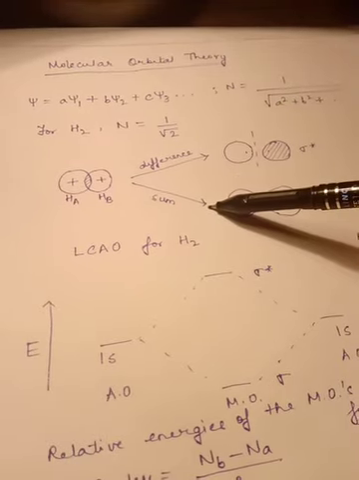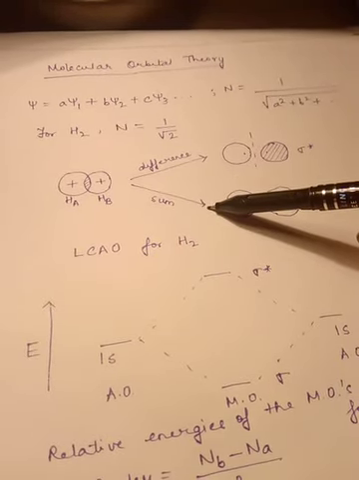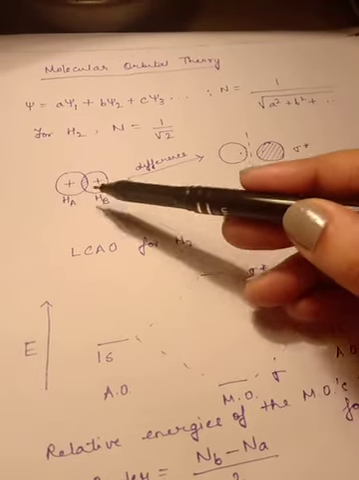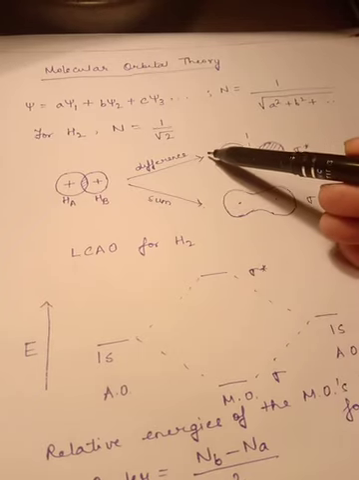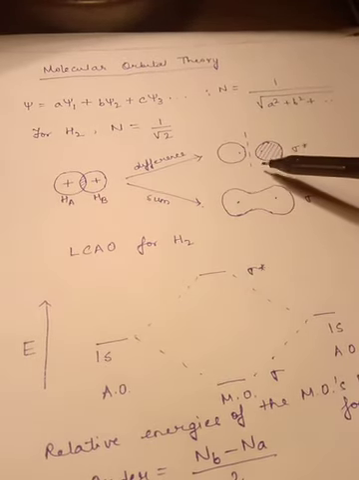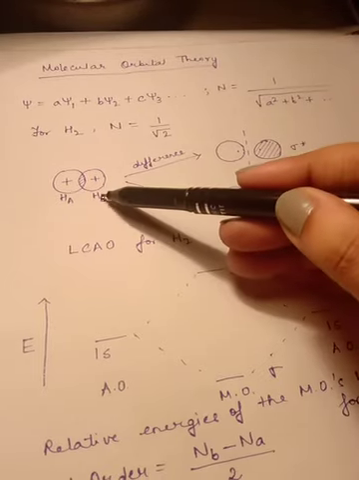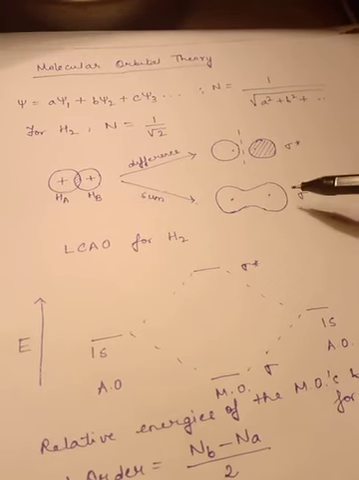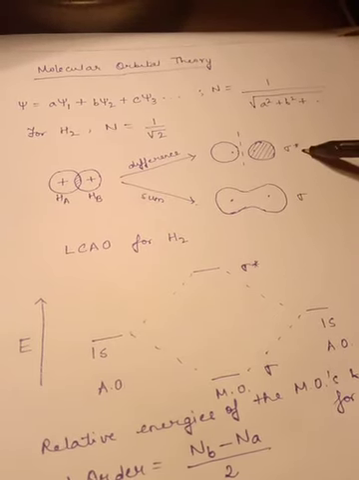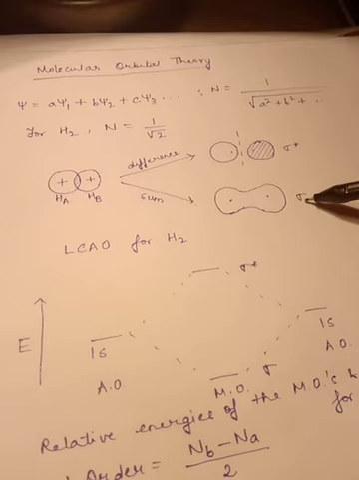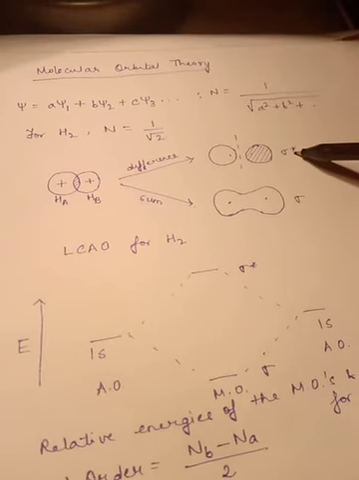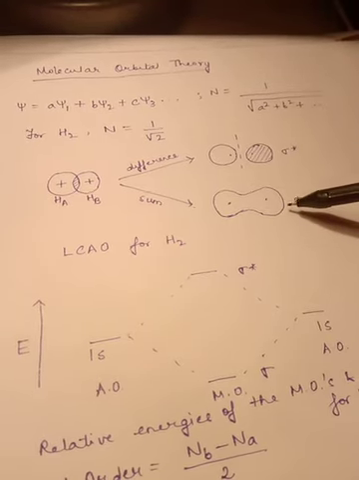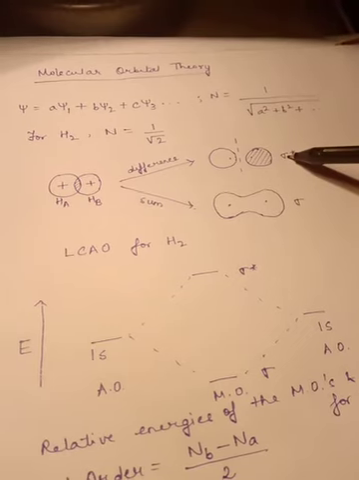So here I have shown the linear combination of atomic orbitals for hydrogen. See, HA is one atom and HB is another atom. They combine. If they combine as a difference, then this is the resultant molecular orbital, and if they combine as a sum, then this is the resultant molecular orbital. As you can see, they have been represented as sigma and sigma star. Sigma represents a sigma bonding orbital and sigma star is a sigma anti-bonding molecular orbital. As has been shown, the energy of sigma is lower than sigma star.